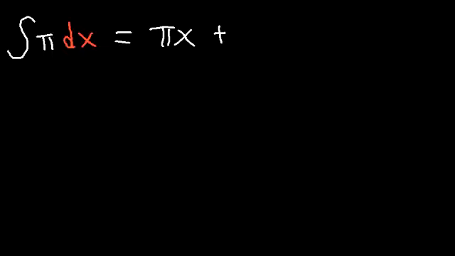Now, what is the antiderivative of pi dx? What do you think the answer is going to be? Now, pi is a constant, so it's simply pi times x plus c.